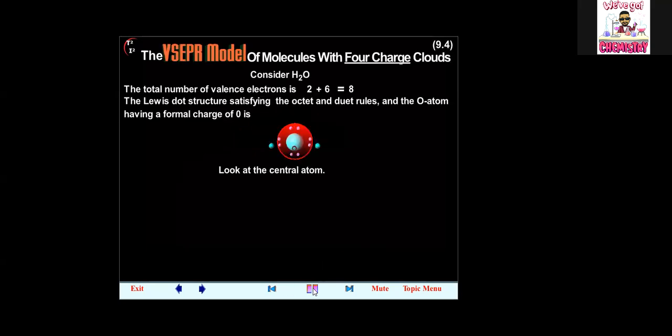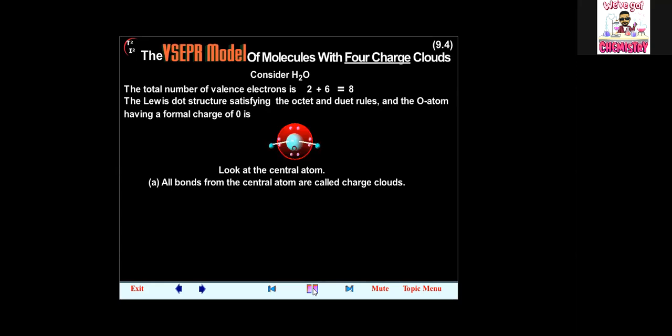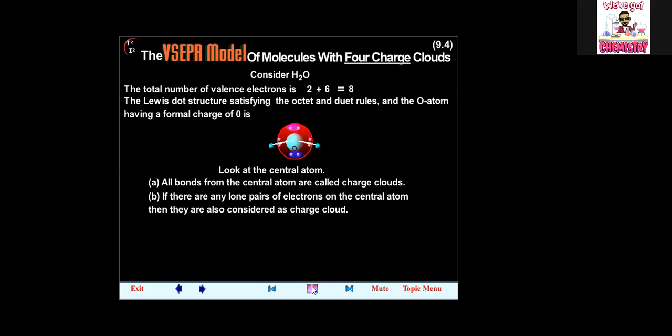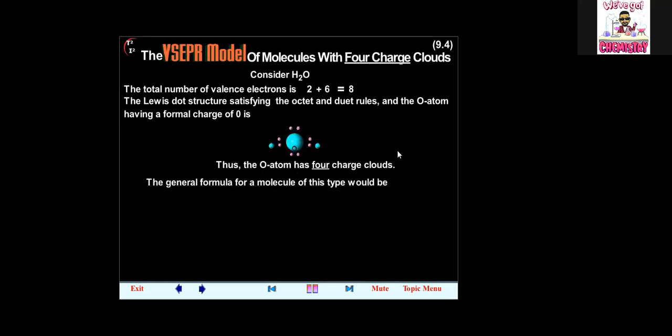Look at the central atom. A. All bonds from the central atom are called charge clouds. B. If there are any lone pairs of electrons on the central atom, then they are also considered as charge clouds. Thus the oxygen atom has 4 charge clouds. The general formula for a molecule of this type would be AB2E2. E represents the lone pair of electrons on the central atom A.